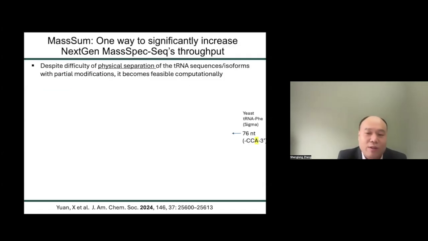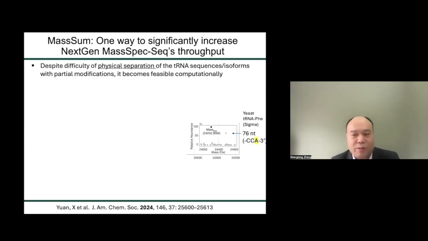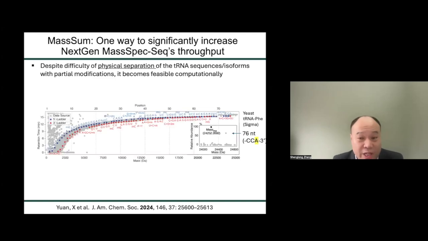So here is one of the examples. This is the tRNA we purchased from Sigma-Aldrich. As you can see, this is a mixture. The major component actually is not the full-length product. It's a 75-mer, again missing at the 3' end. Despite the physical difficulty to separate them, we can computationally separate all the ladder fragments using the unique mass of this isoform, and then sequence each individual one.